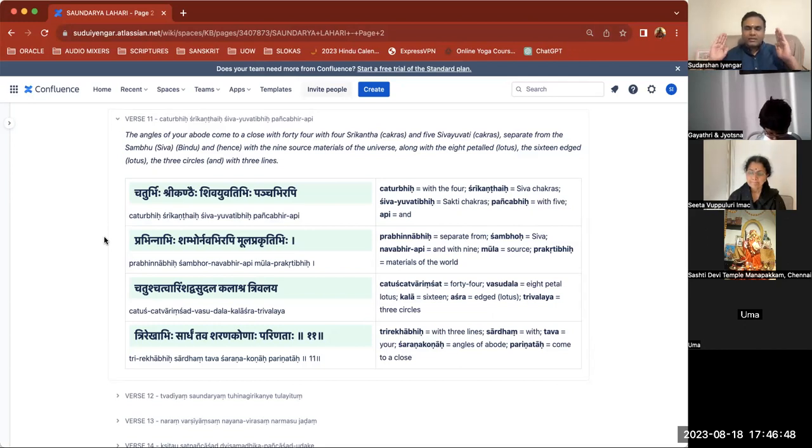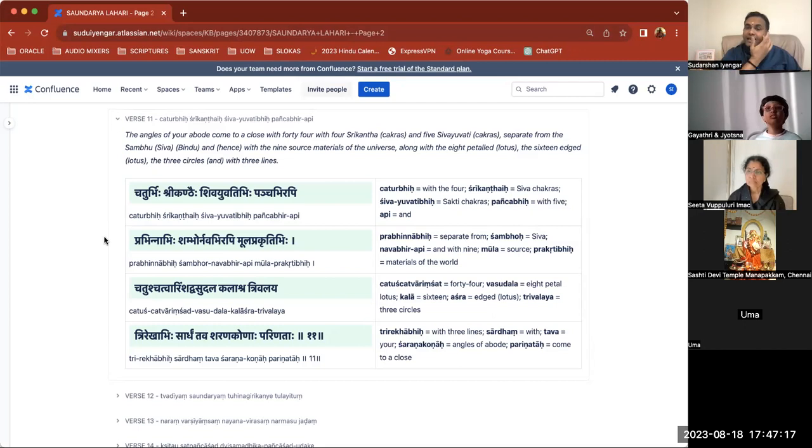So what is the enclosure? The lines on the outside are like a rectangle. Then 3 lines, 3 circles, the 16-petal lotus, the 8 petals, and then the triangles. And then inside the innermost triangle, there is the Bindu. So he's explaining this whole thing.